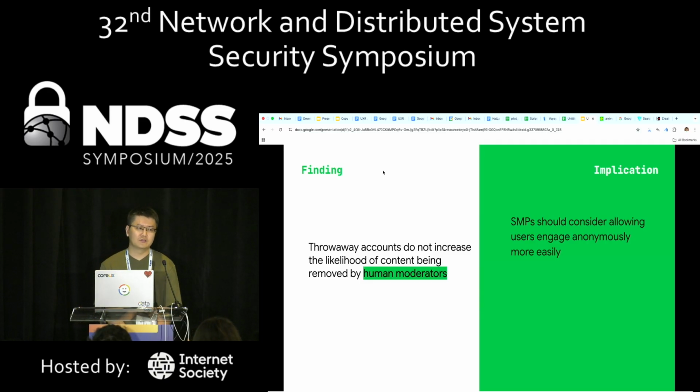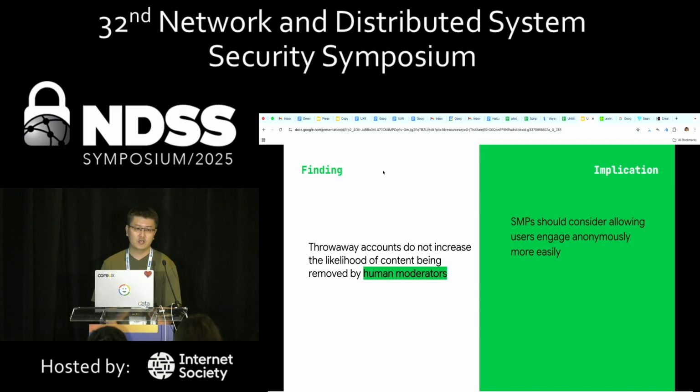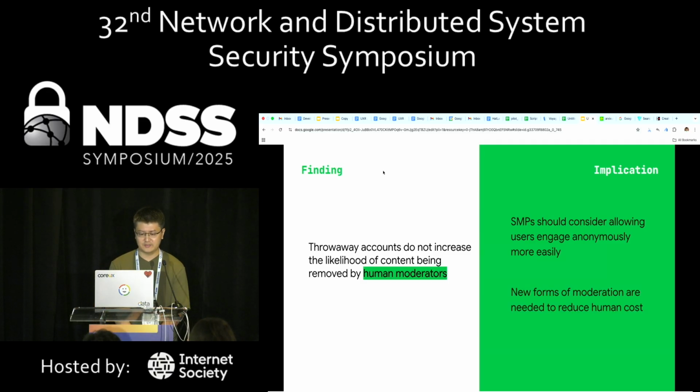Most SMPs do not have a privacy feature that allows users to be anonymous online. So users have to use some sort of workaround, such as on Reddit, where people use throwaway accounts. Using a throwaway account on Reddit is also not easy. Users have to repeat a registration process, which usually has multiple steps and is not intuitive. People who are less knowledgeable about SMPs and the internet may not even know how to create a throwaway account, right? SMPs should consider allowing users to engage anonymously more easily.